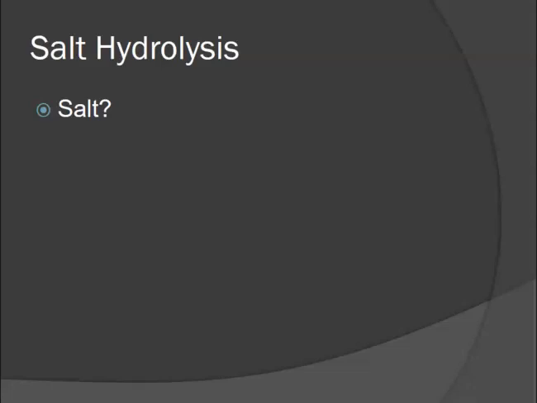So first off, we're going to talk about salt hydrolysis. I'm so excited. Salt hydrolysis. So first thing, what's a salt? No, it's not where you beat somebody up. That's a salt. What is a salt? It's an ionic compound. So an ionic compound is also known as a salt.